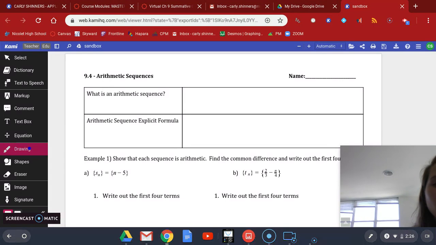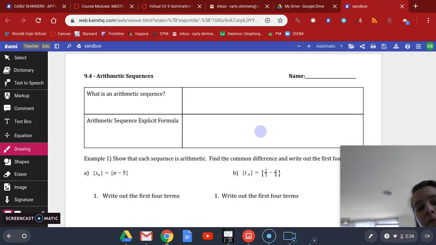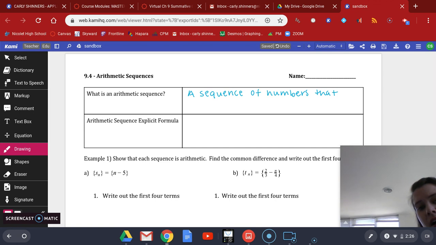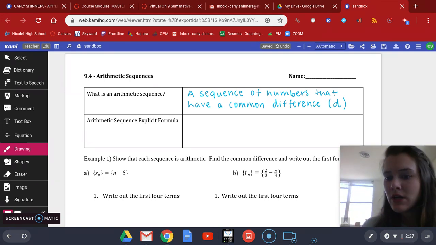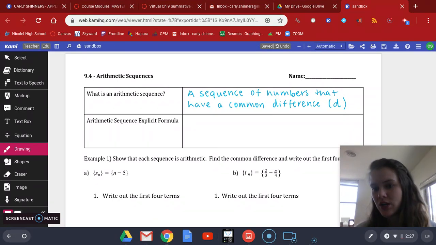What is an arithmetic sequence? Is what I just said. It's a sequence of numbers that have a common difference. And the common difference is just what I'm adding or subtracting by. We usually mark it with a letter d. And just to relate it back to what you already know, it's essentially our slope. It's our rate of change.